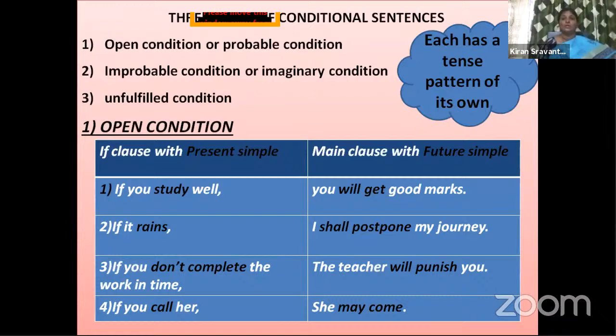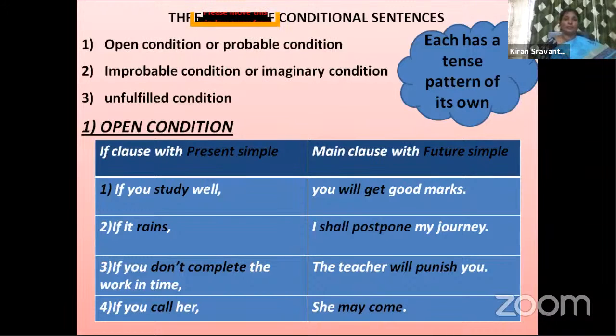Okay, so the conditional sentences. We have three kinds, and each has a tense pattern of its own. Open condition or the probable condition: there is a possibility. We find three types of conditional sentences. In the first condition, we can find some reality, and if we put in our efforts, something may surely be achieved by us.